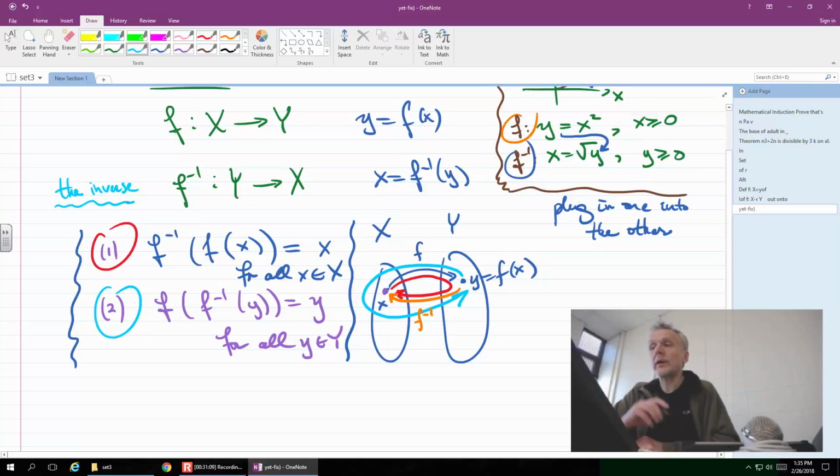So unlike in calculus, we do not compute the inverse, because there is no function to begin with, which means that our inverse will be defined how? By nothing but these two properties.